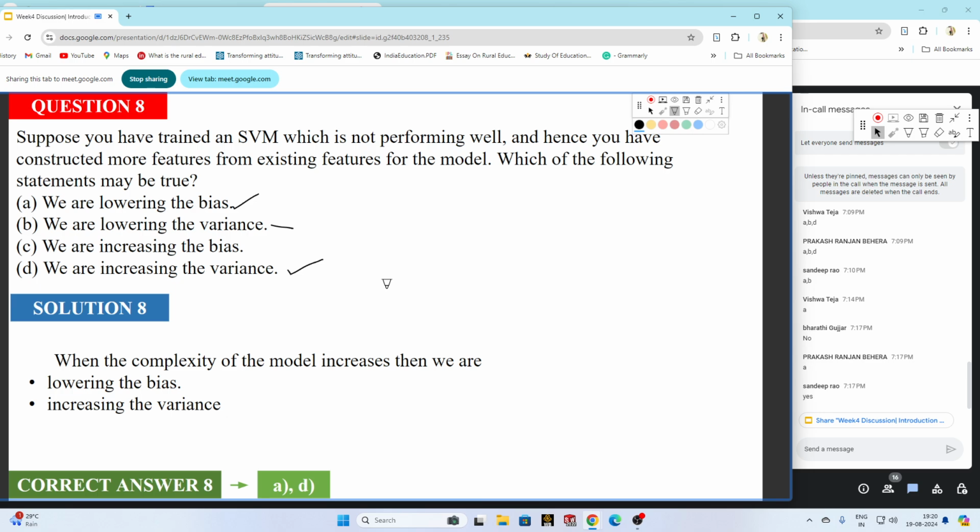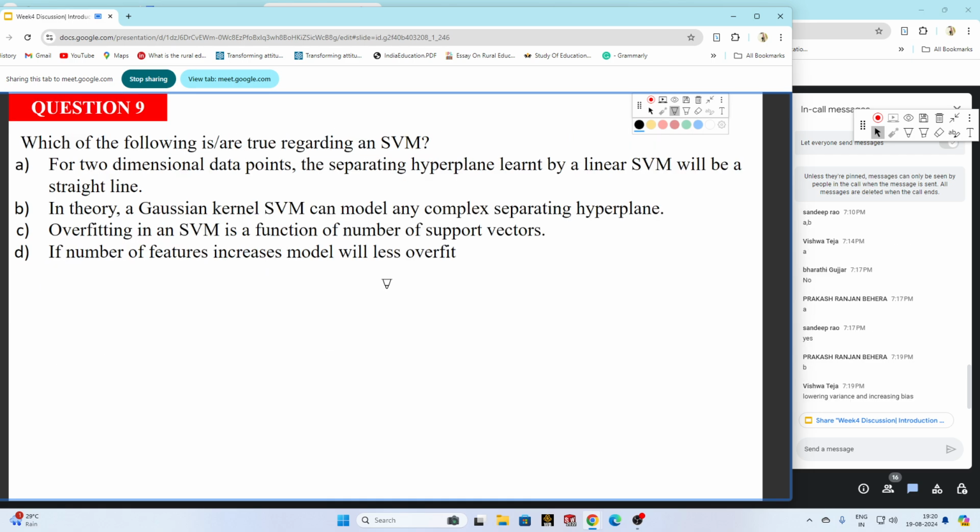Which of the following are true regarding an SVM? Option A, for two-dimensional data points, the separating hyperplane learned by a linear SVM will be a straight line. Option B, in theory, a Gaussian kernel SVM can model any complex separating hyperplane. Option C, overfitting in an SVM is a function of the number of support vectors. Option D, if the number of features increases, the model will less overfit. So any guesses for this?